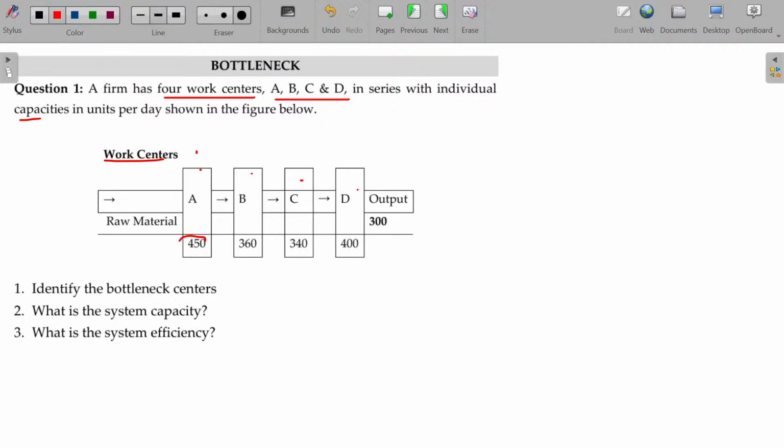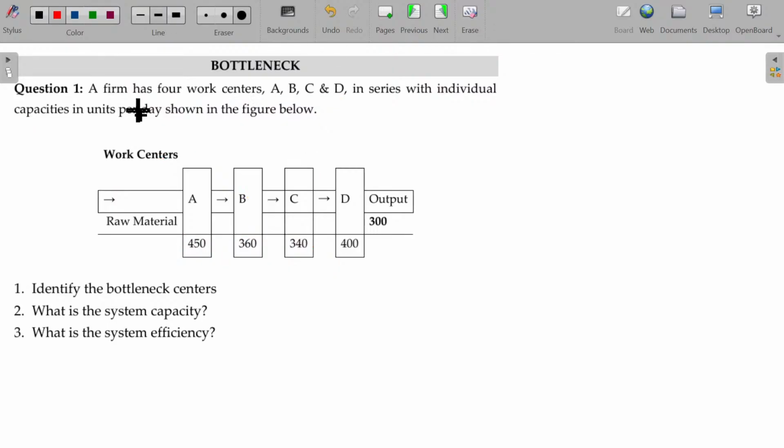So A is capable of producing 450, but B can produce only 360. The difference of 90 gets stuck here, otherwise stockpiles. Okay, 450 came, but B can process 360, 90 remains outstanding, means in queue. And here 340 can be produced and 20 remains in stock. What about D? They are capable of producing 400, but only 340 comes as input. 60 stock out. They are ready to process another 60, but there is a stock out.